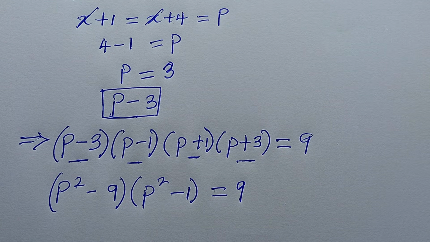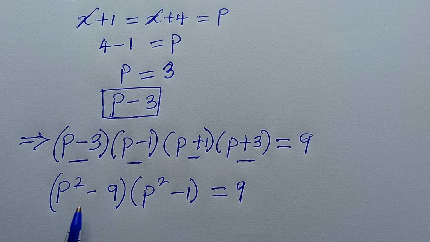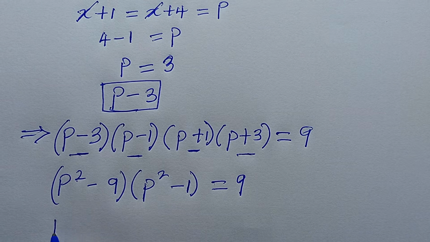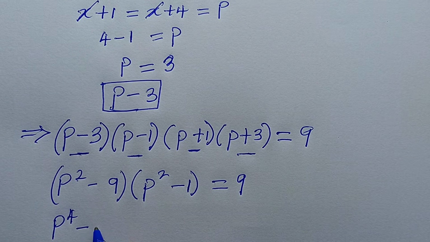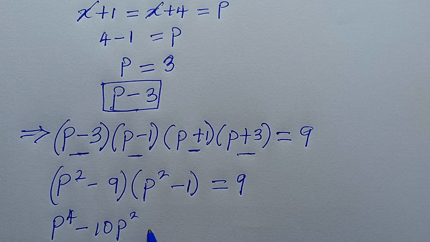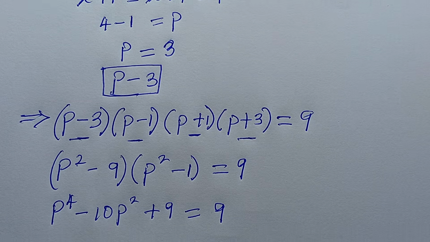I believe there's no confusion. And if we go ahead to open up this bracket here, then we're going to have p to the power of 4, minus 10p squared, plus 9, equal to 9 on this other side.